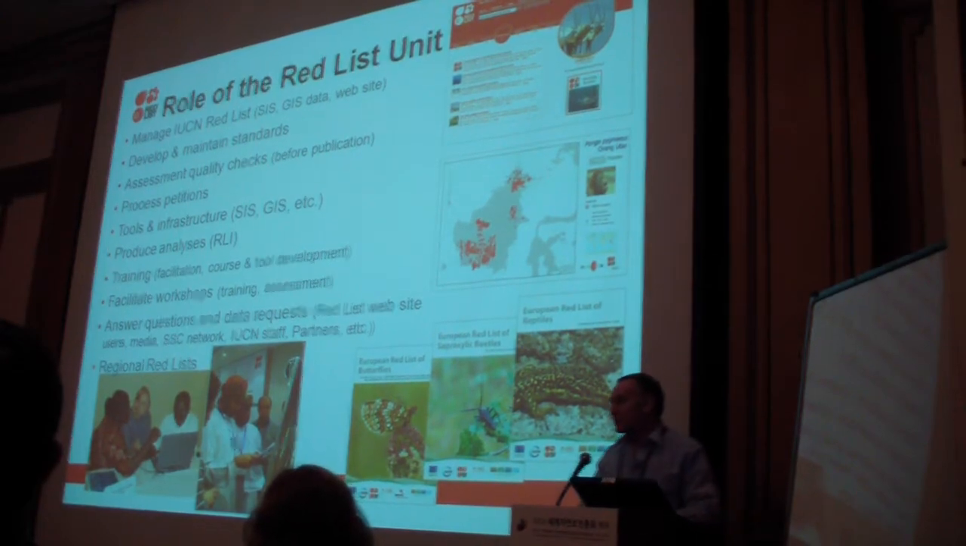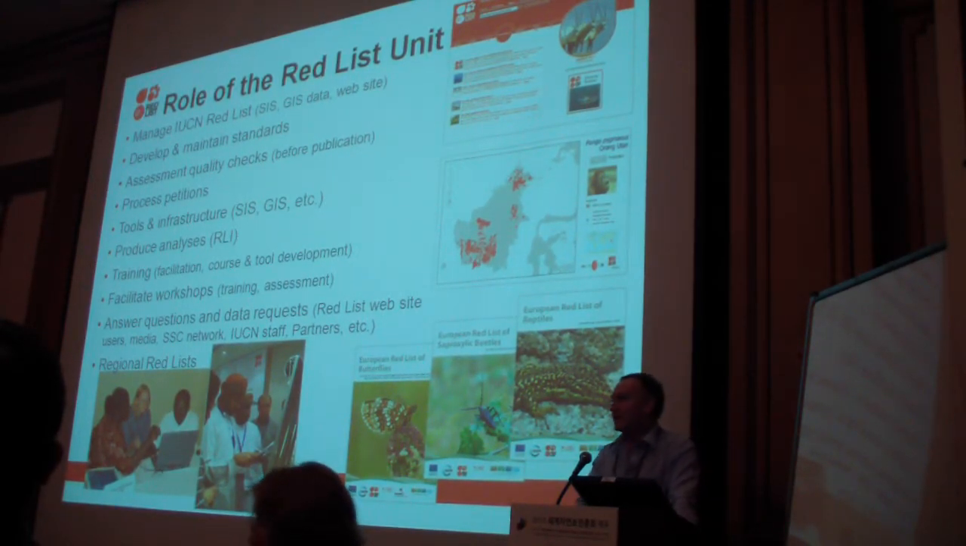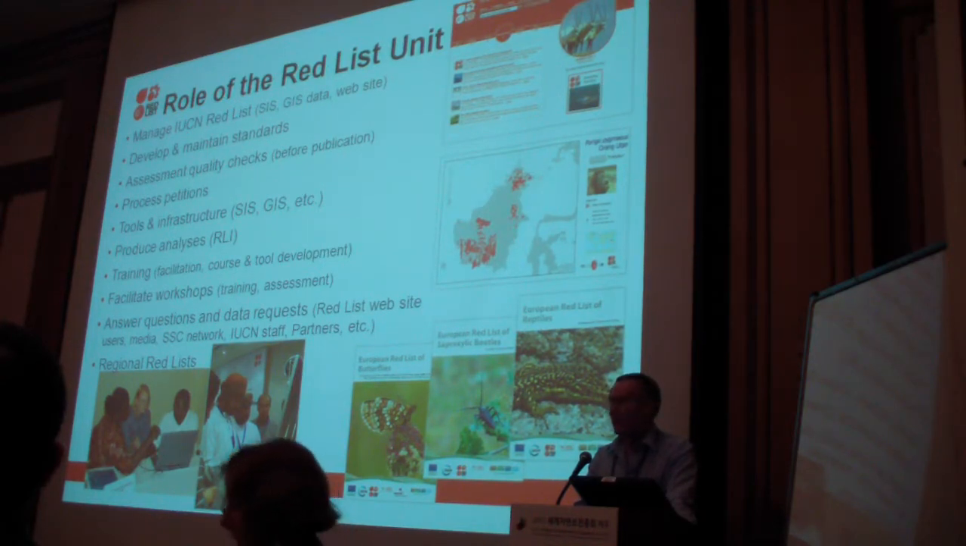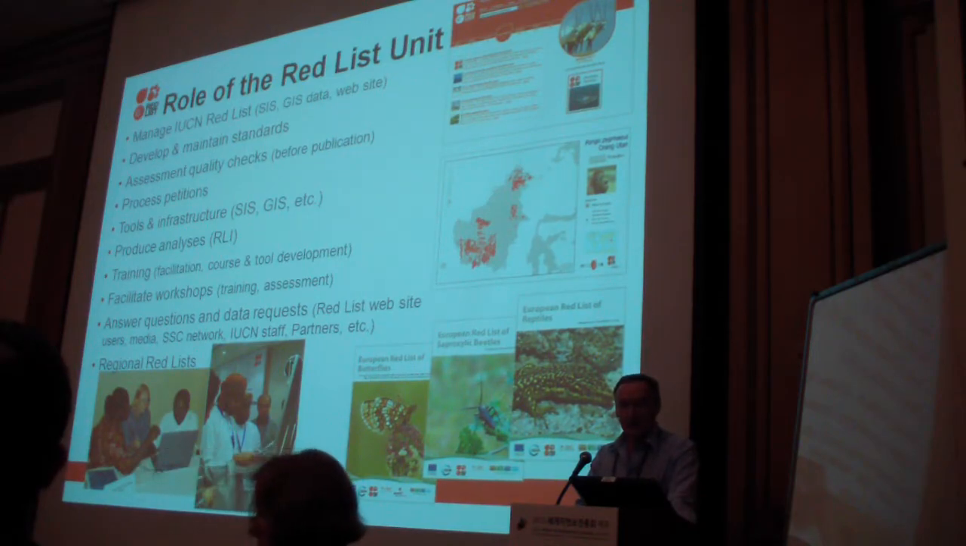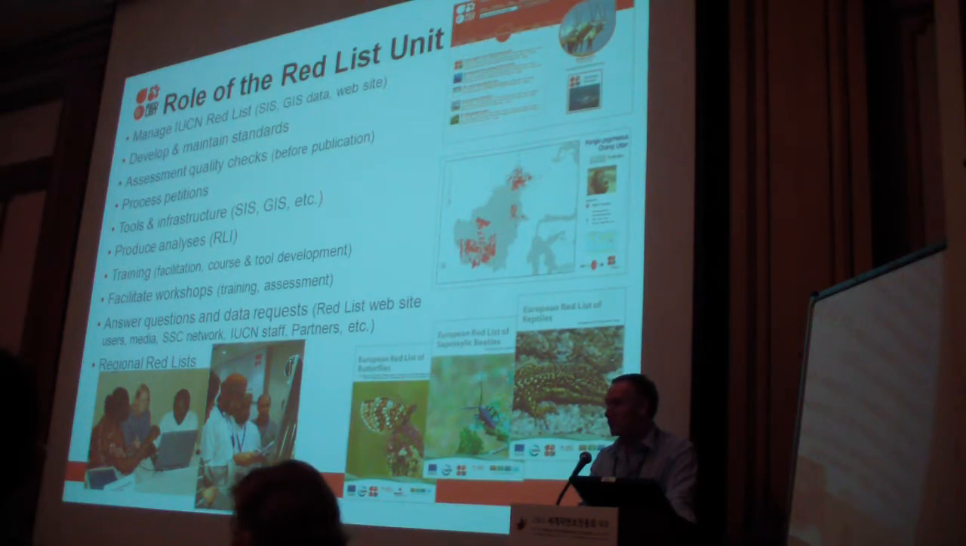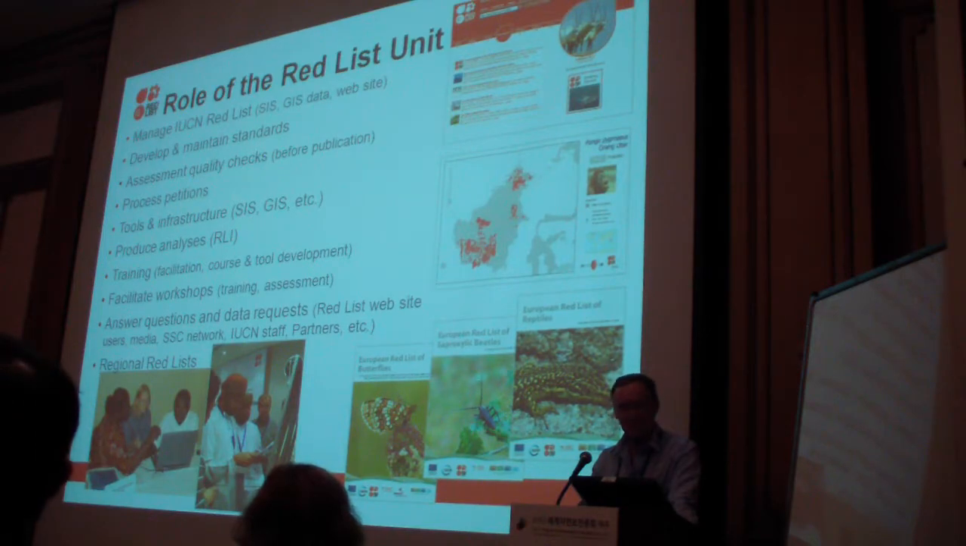Coming to the role of the Red List Unit, it's really important for these knowledge products to have a secretariat team to hold the whole thing together. So we are very much there to manage the whole process, the database, the website, the GIS data and so on. We help to develop and maintain the various standards, do all the quality checks before we publish the information on the Red List website, help to process the petitions, and are very much involved in the development of tools and infrastructure. We contribute to the production of various analyses, the Red List Index and so on, and do lots of training and facilitation of workshops, developing new courses and tools for doing training. There's been quite a lot of work about that here. There's a launch of a new online training tool happening tomorrow lunchtime.